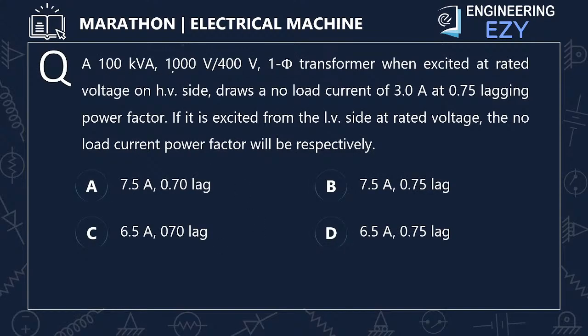A 100 kVA 1000 volt by 400 volt single phase transformer, when excited at rated voltage on the high voltage side, draws a no load current of 3 ampere and power factor is 0.75 lagging. If it is excited from the low voltage side at rated voltage, then what are the no load current and power factor? You have to calculate the no load current and power factor.